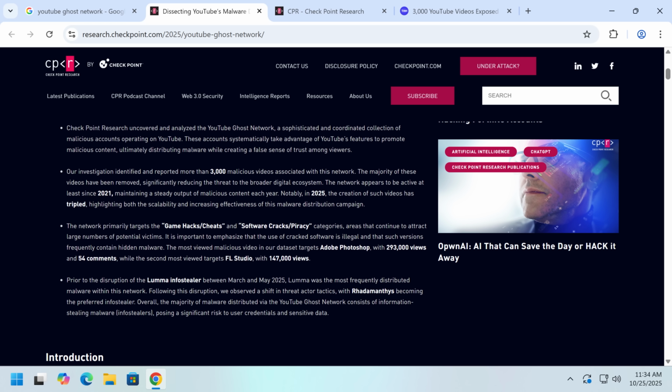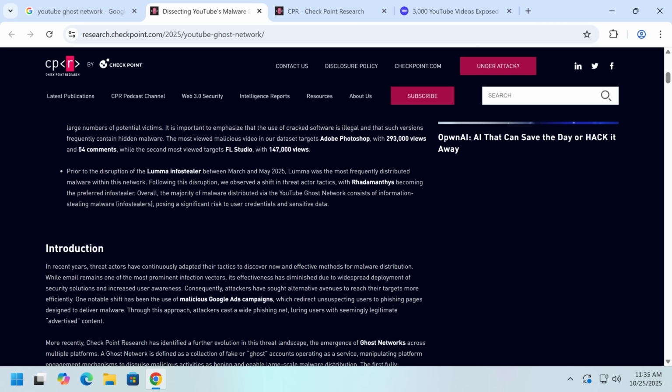It is important to emphasize that the use of pirated software violates the law, and that such versions frequently contain hidden malware. The most viewed malicious video in our dataset targets Adobe. And the second is FL Studio, which is interesting because ImageLine, the company that makes that, aggressively DMCAs anything that looks like piracy involving FL Studio. I actually had a video talking about the FL Studio scam back in 2020, I think, and they DMCA'd it. I tried talking to them. They didn't want to play ball, and I didn't want to counter notice it because they're crazy and they might actually sue me. But that happened.